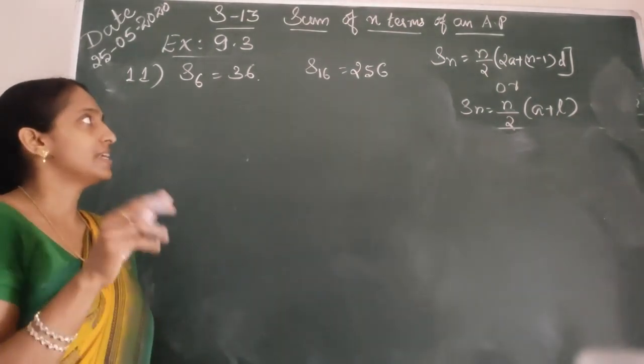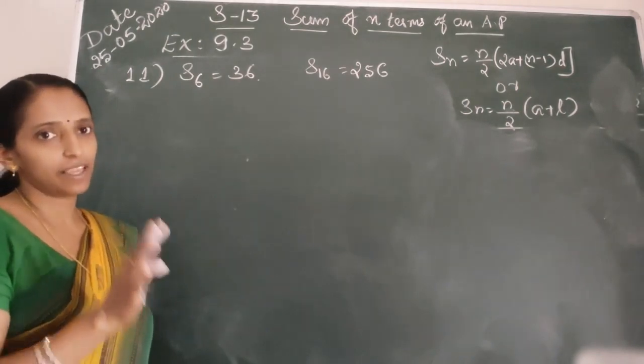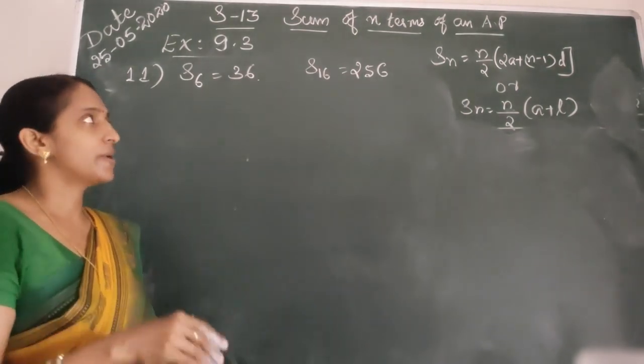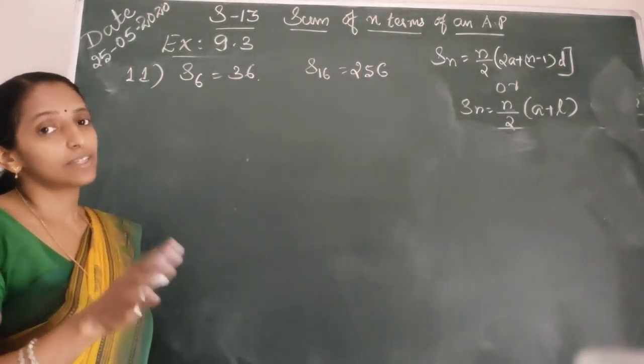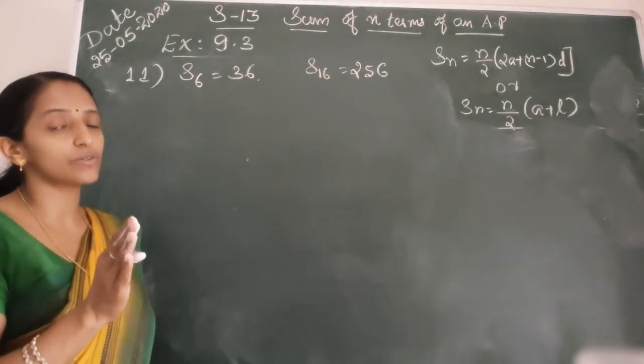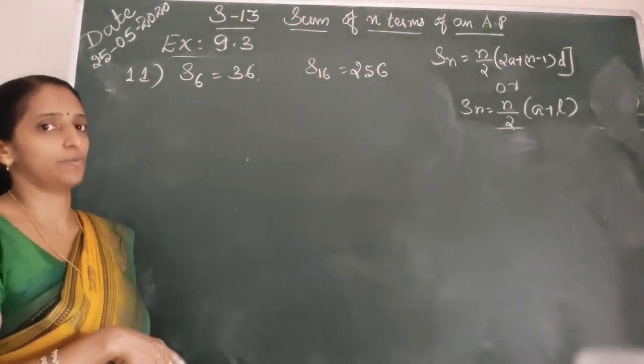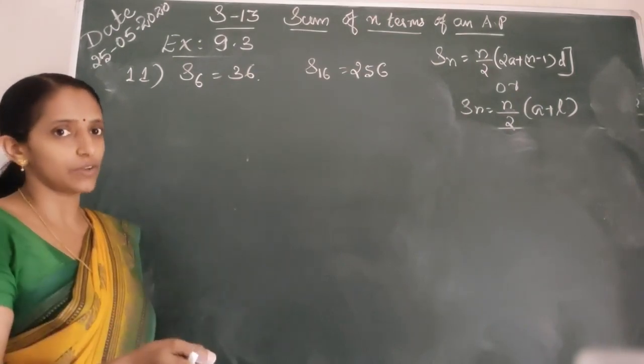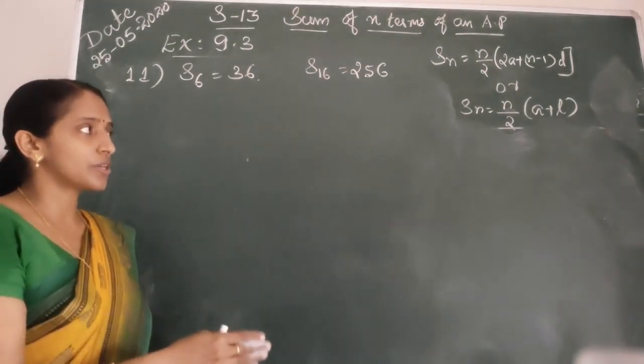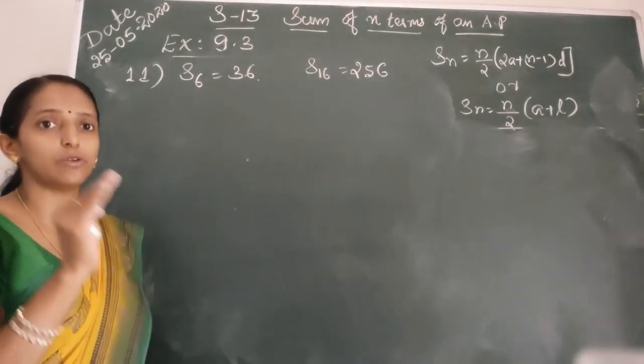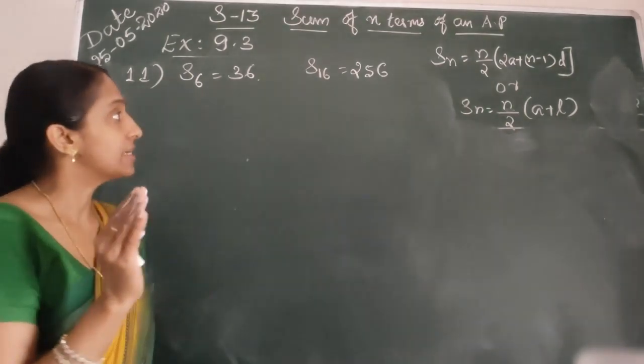Here A and D are unknown. N is given. A and D both are unknown. What to do? We will substitute it in the formula and you will get two equations. By using those two equations, you will find the value of A and D.